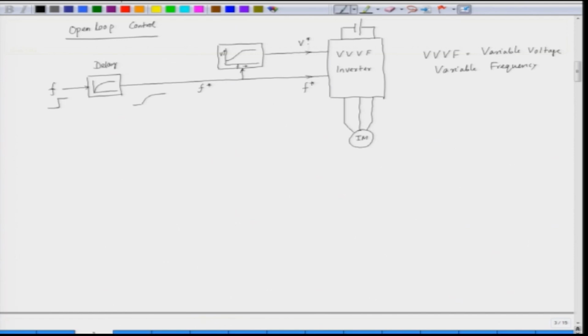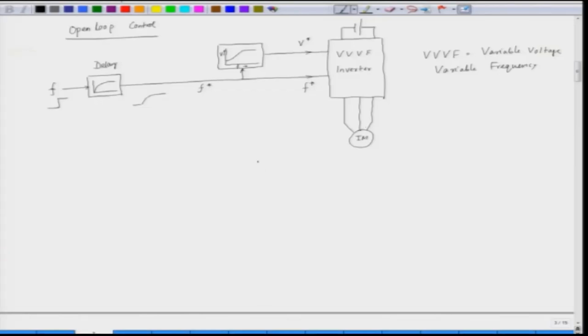So, we maintain V by F constant in this case, excepting for the low speed or the low frequency region, where we increase V by F to account for the stator resistance drop. Now, this will ensure that the torque of the motor is constant. Now, if we draw the torque speed characteristic of this drive, we get the following nature. Our speed is on the y axis and torque is on the x axis, we have the origin here. So, this is the characteristic that we get.